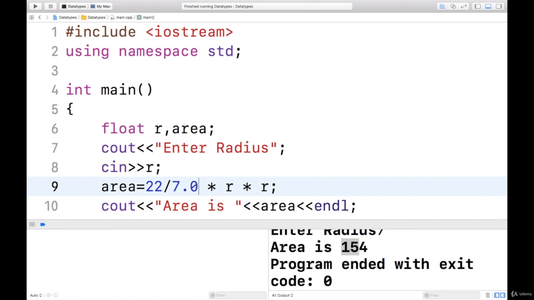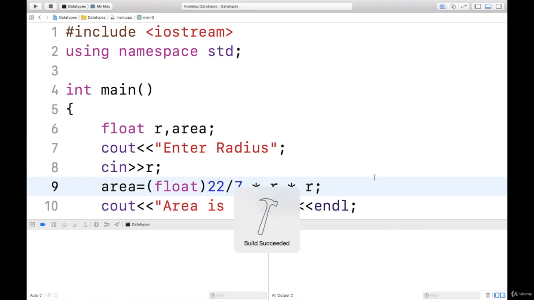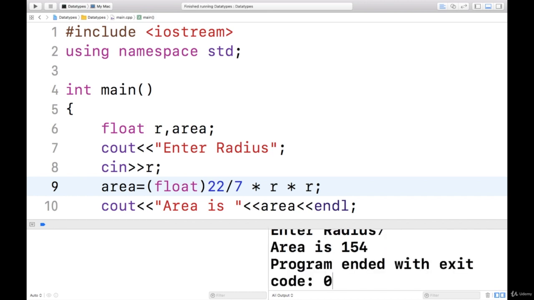The other way, instead of making it 0.0, I can also write float in front of this. And let us check now again. 7, 154. See, if I don't write that, it was taking 22 divided by 7, so it will divide for 3 times. So it was taking just 3. So the decimal part was removed. Decimal part was truncated. So by converting into float, we are getting the correct result.